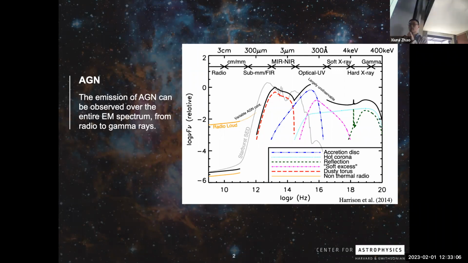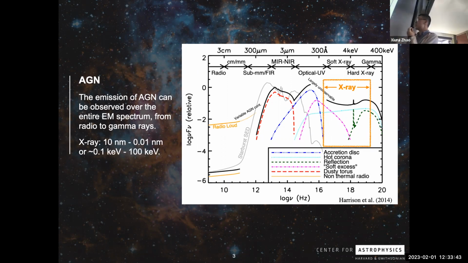The dusty torus can reflect the intrinsic corona emission into the X-ray band, and it will have a different spectral shape depending on the properties of the AGN. For example, if you have a different density of the torus or a different size of the torus, then you will have a different shape of the reflection component. So the X-ray band can tell us about both the corona properties and the torus. And the gamma-ray band can also tell us about the AGN jet. Today my talk is focused on the X-ray part of the AGN.